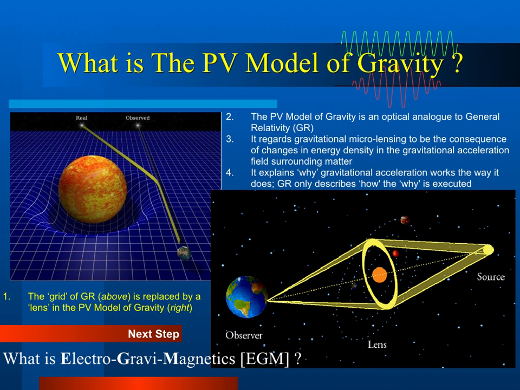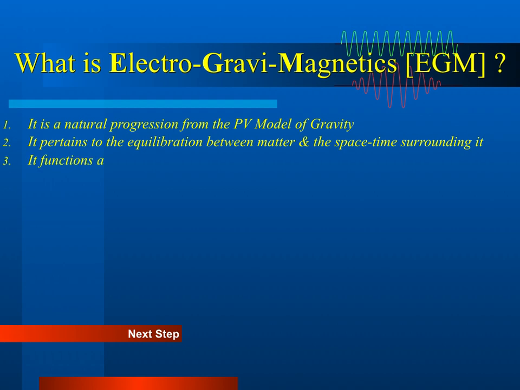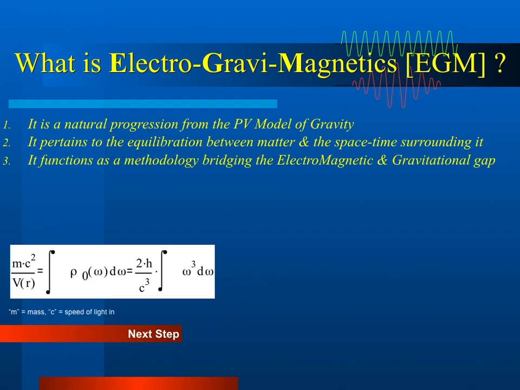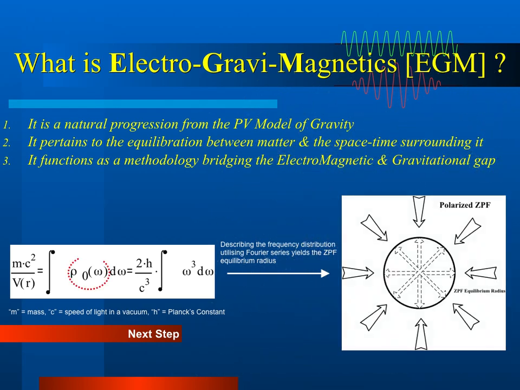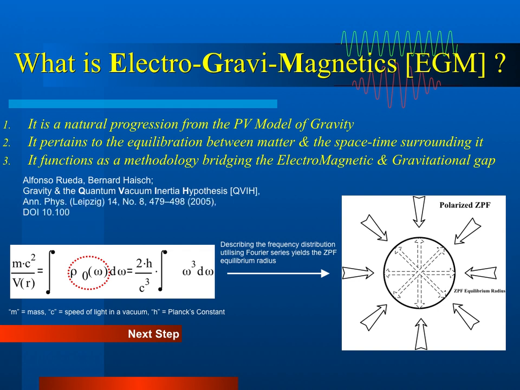Thus far, we have talked about the zero-point field, its relationship to a polarizable vacuum, and how the two concepts relate to gravitational acceleration. To tie these together with electromagnetism, we shall introduce the concept of electrogravimagnetics. So, what is electrogravimagnetics? Electrogravimagnetics is a natural progression from the polarizable vacuum model of gravity, pertaining to the equilibrium between matter and the space-time surrounding it. It functions as a methodology bridging the electromagnetic and gravitational gap.